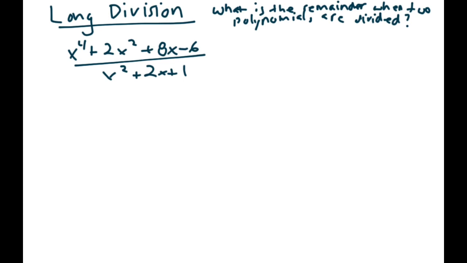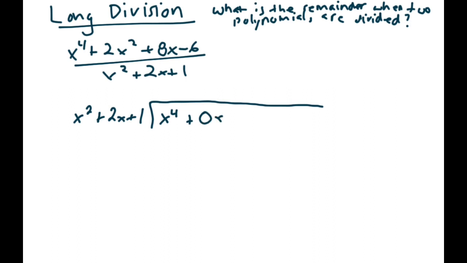All right, what is the remainder when the two polynomials are divided? So we need to use long division because x squared plus 2x plus 1 is not in the form of x plus or minus a number. So outside goes x squared plus 2x plus 1. Inside goes x to the 4th plus 0x cubed plus 2x squared plus 8x minus 6.